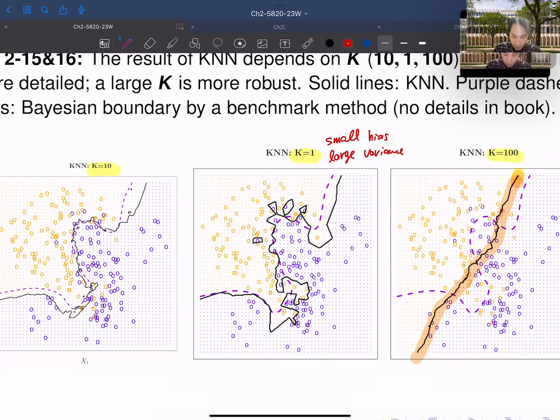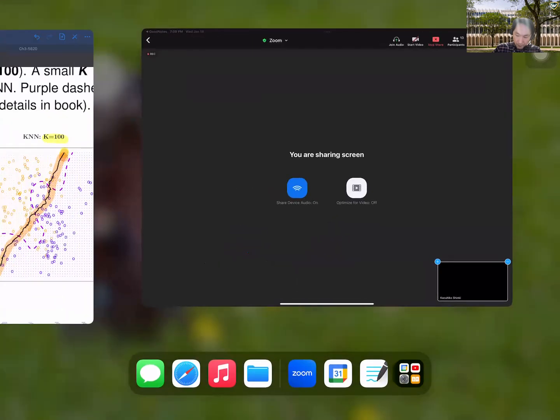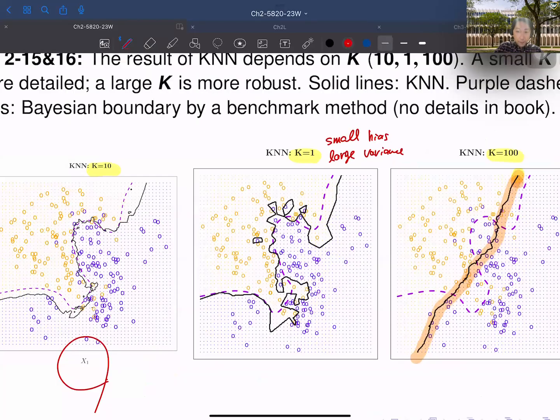K equal to 1 looks like too complicated a boundary compared to the truth. So probably k equal to 10 is the best one.